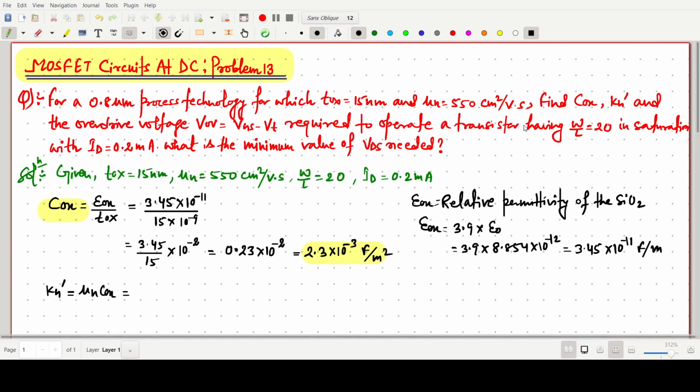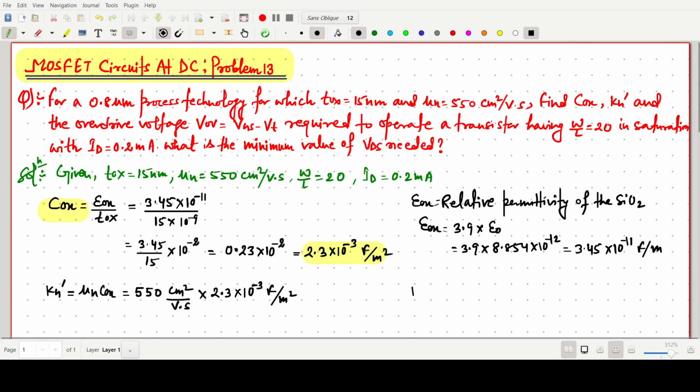So mu n value is given, it is 550 centimeter square per volt second. I am writing the full thing. Okay, and this one is 2.3 into 10 to the power minus 3 farad per meter square. Now the unit is somehow different because here centimeter square, there meter square. So first we have to change the unit.